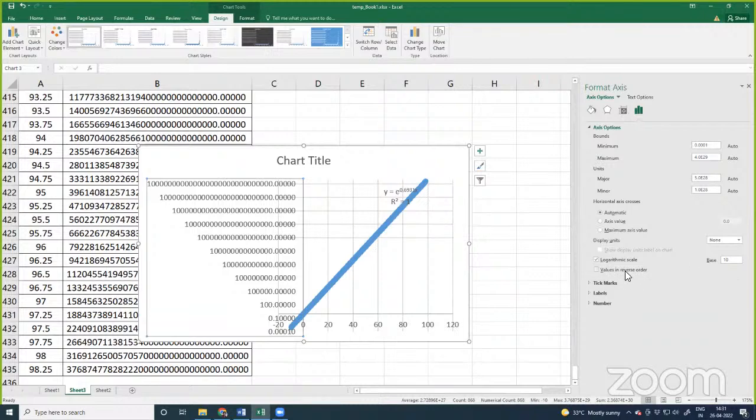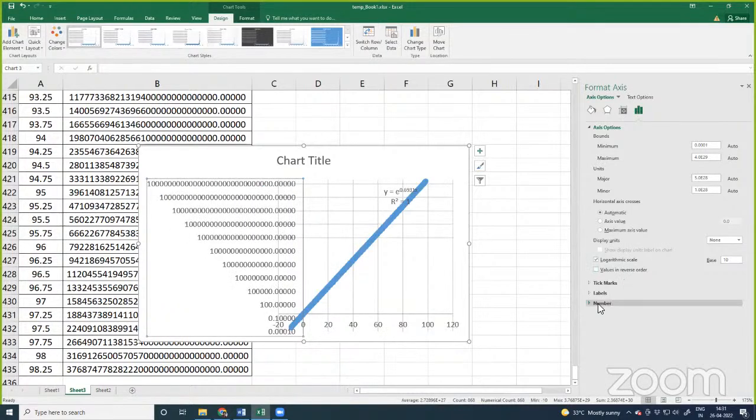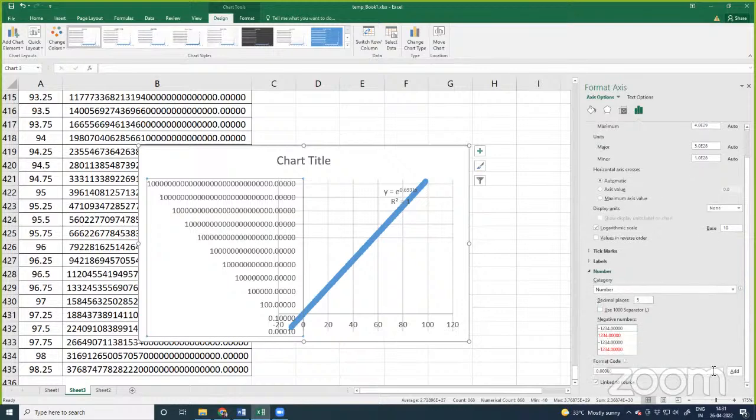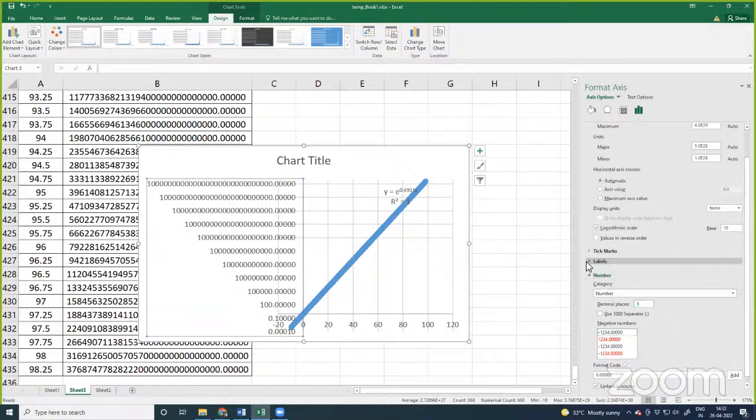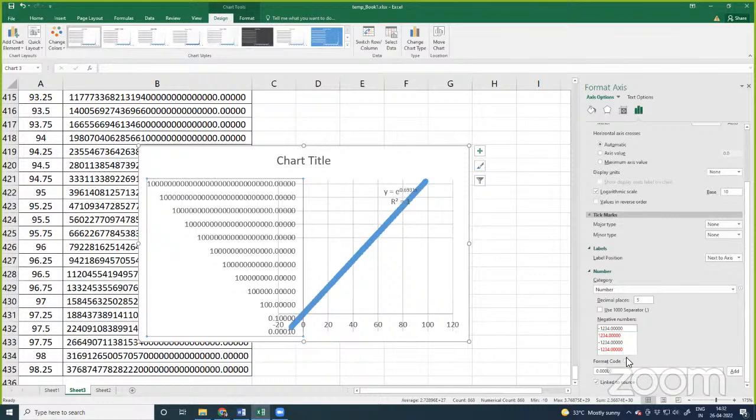Values in reverse order also you can do. This is the reverse order. There are several variations actually. And while number formatting, you have chosen this as a decimal point. Instead of that, you can also choose the number as exponential, time, date, number, decimal places. Let it be only a few. Negative numbers, yeah. You can choose 10 to the power of, that is also possible. Choose 10 to the power of X.